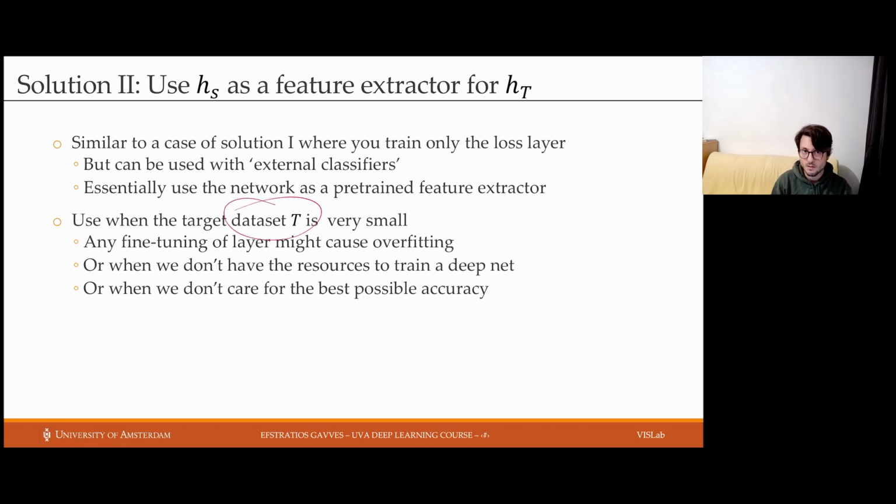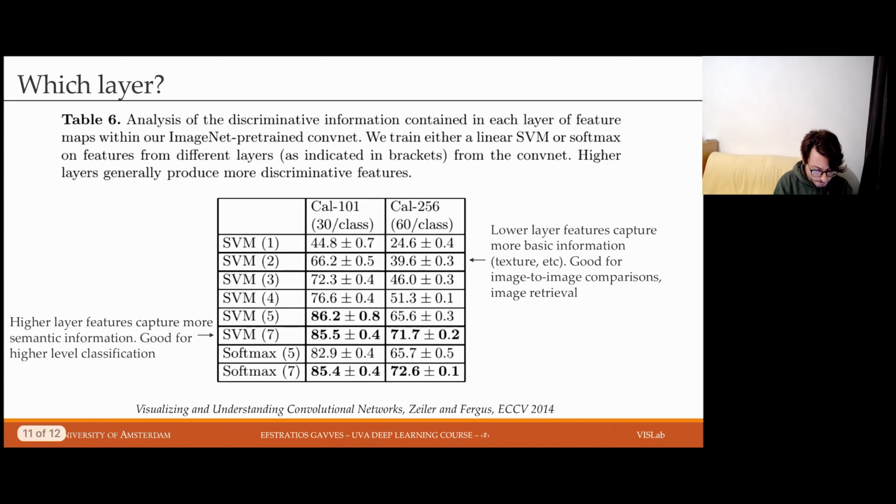Like again, we discussed the case about the classifier loss. Or when you have the resources, of course, to train a deep network from scratch, or if you don't care about the best possible accuracy. It's going to give you still pretty solid numbers.